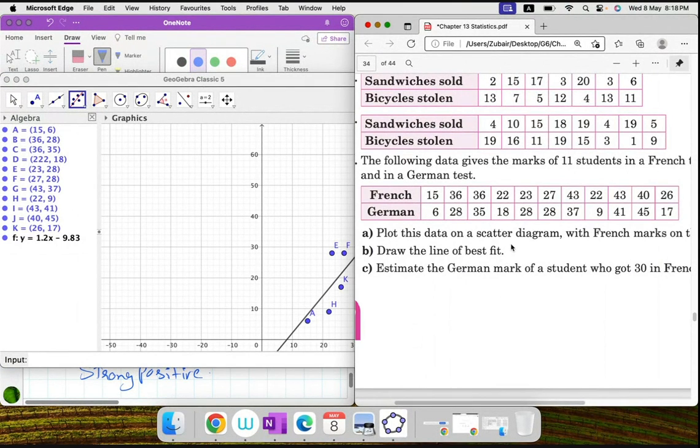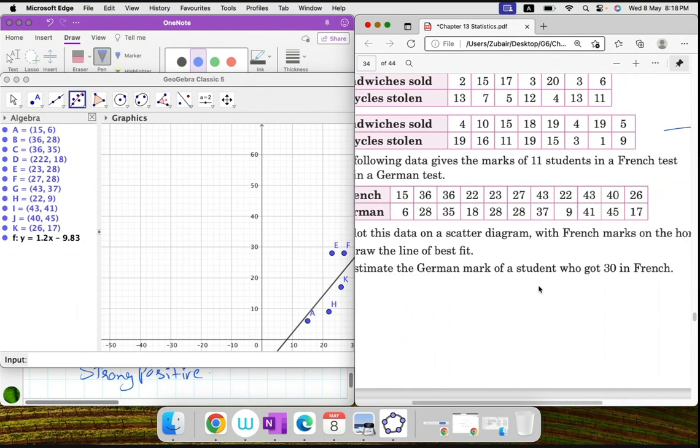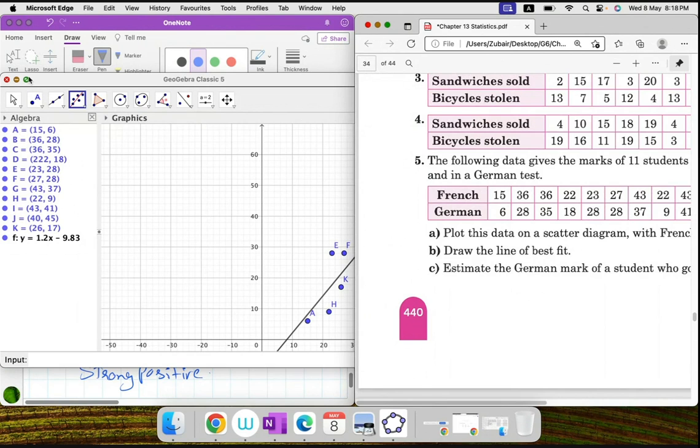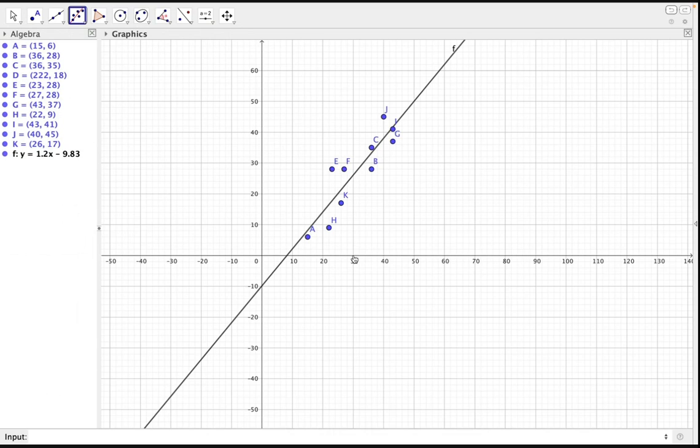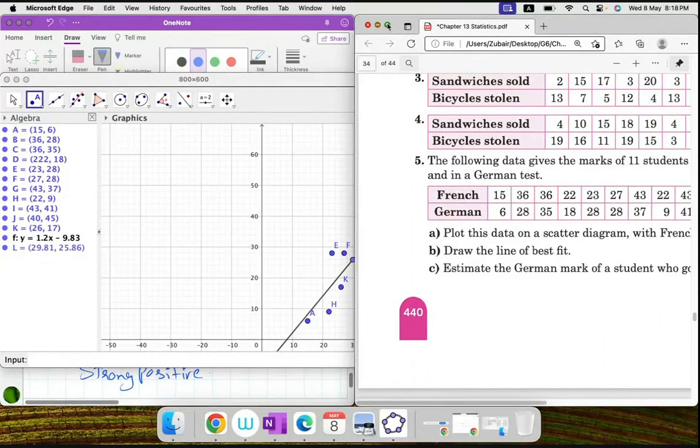It says plot the data on scatter diagram with French marks, done. Draw the line of best fit, done. Estimate the German mark of a student who got 30 in French. So French was on the x-axis, we see this is 30, and when you go above, this is the third point. I did it, sir, 25, 26, I think so. 26. So when x is 30, y is 26.